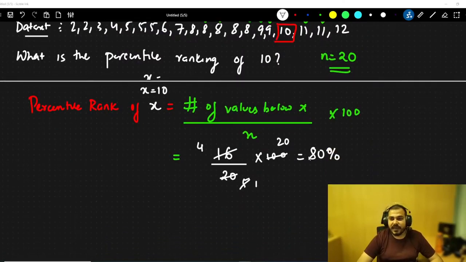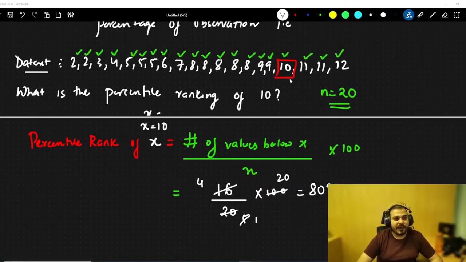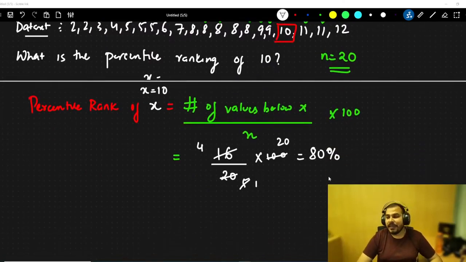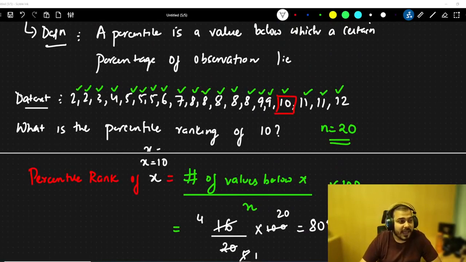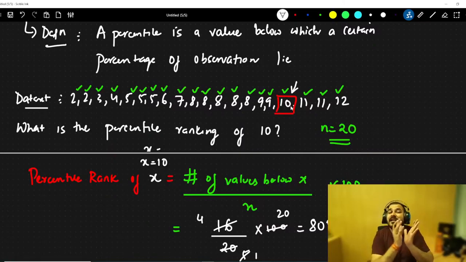So 80 percentile will basically be my answer for this. That basically means if I really want to find out what this 10 value percentile is, it is 80. Now understand what is the main meaning out of it. The main meaning is that 80 percentage, please listen to me very carefully: 80 percentage of the entire distribution is less than 10. This is the real meaning that you can probably understand from it.